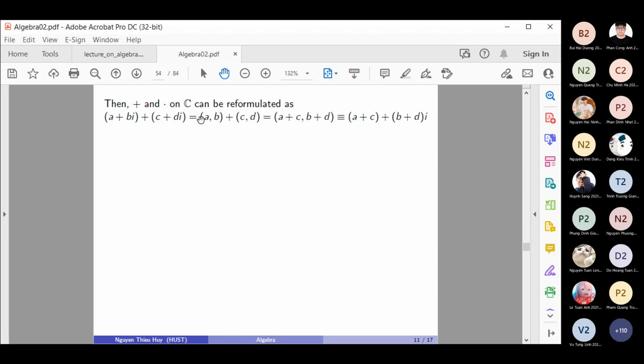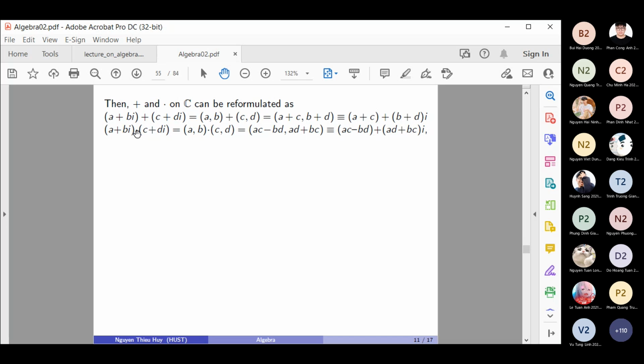Just forget this part from here until here. Look at the beginning and the end. You see that this is very simple. You just do as what you did in the set of real numbers R. So take A plus C and B plus D, put i as common factor, and you obtain (B plus D)i. So the difficult thing you can forget. And it's very interesting that you can do the same thing here with multiplication.